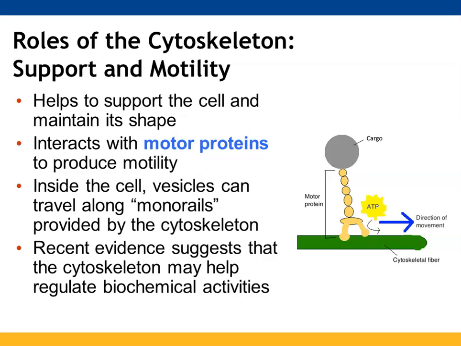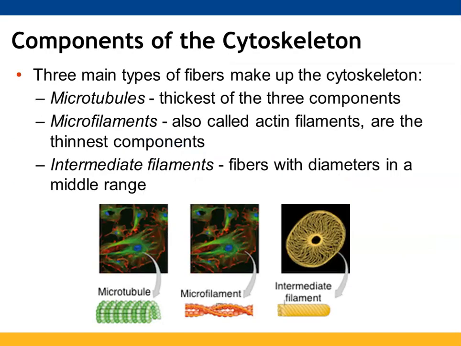So what does the cytoskeleton help with? It helps to support the cell, it helps to keep its shape, it helps it be able to move with the assistance of motor proteins, and it's able to, again, act as your roadmap. It's able to create monorails that the vesicles can travel along. It's also thought that it may play a role with regulation of biochemical activities that take place within your cell.